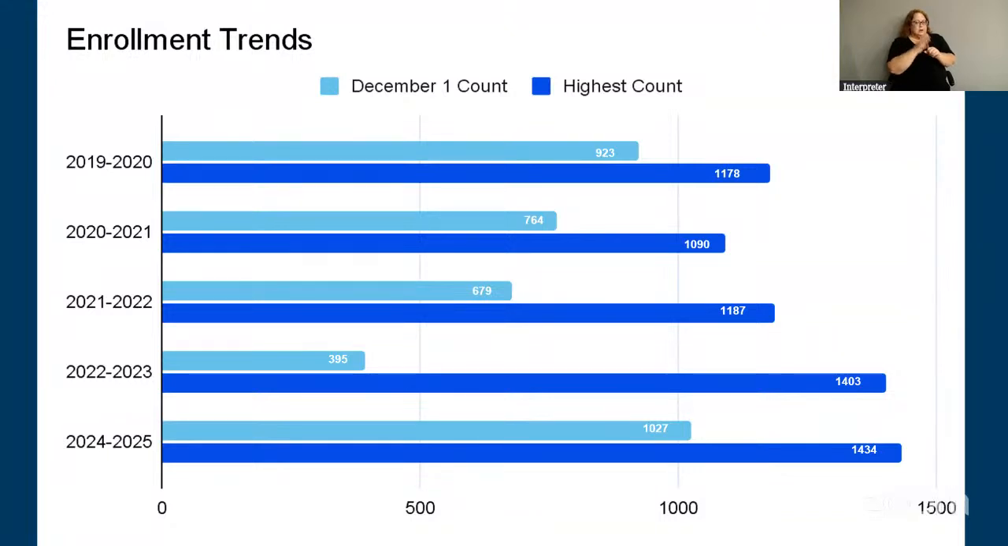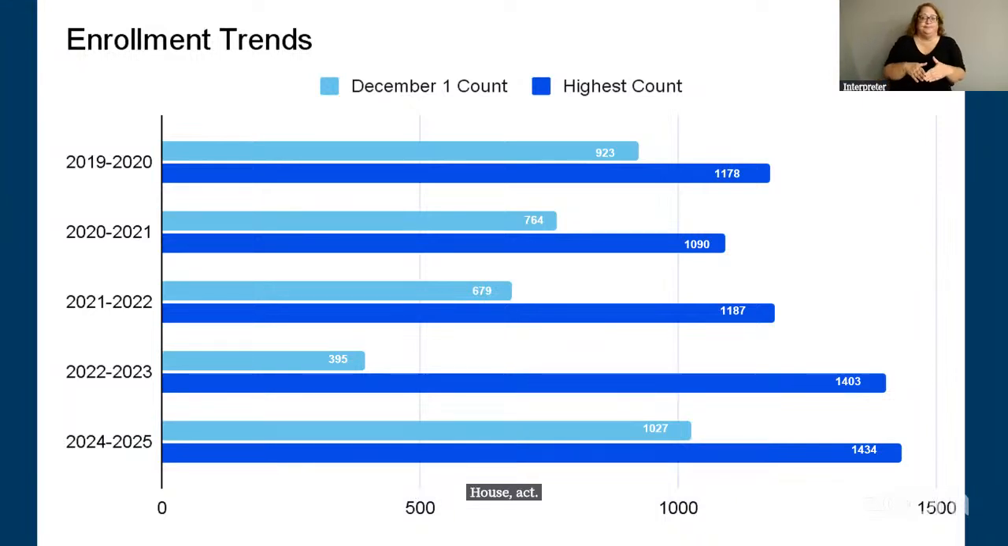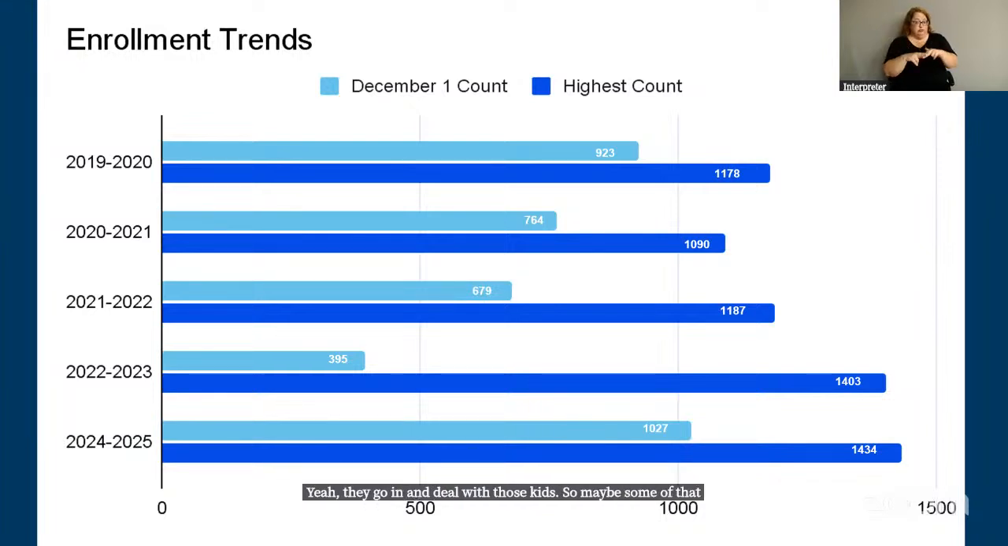So you're seeing a lot more kids with COVID. I know when First Steps comes, they usually go right into the house and are actively able to work with the kids. I would assume COVID changed a lot of that. Yeah, they go in and really deal with those kids. So maybe some of that increase is because now we're going back and identifying more kids. I do think that could be a factor.